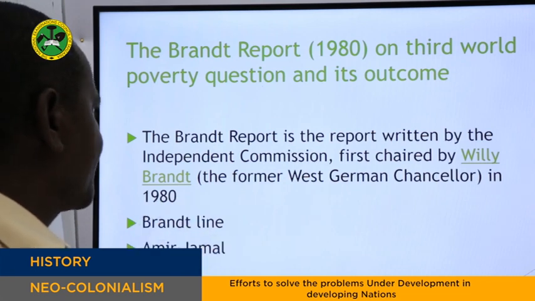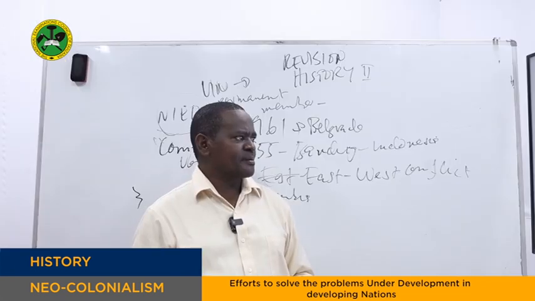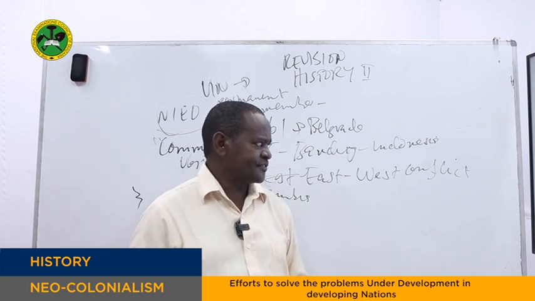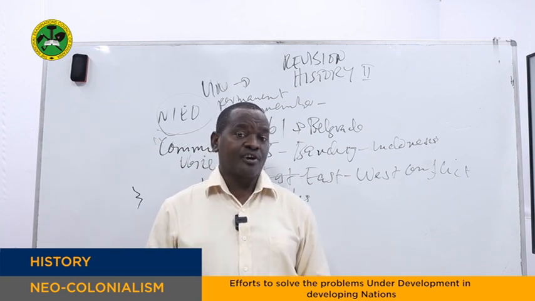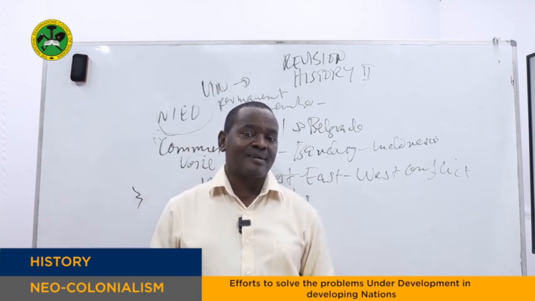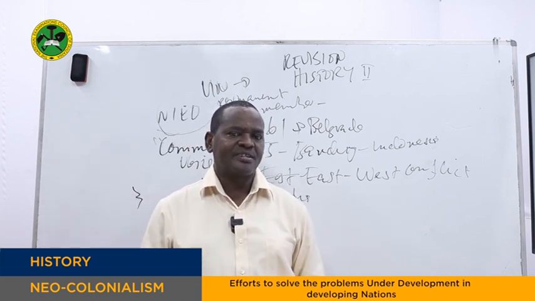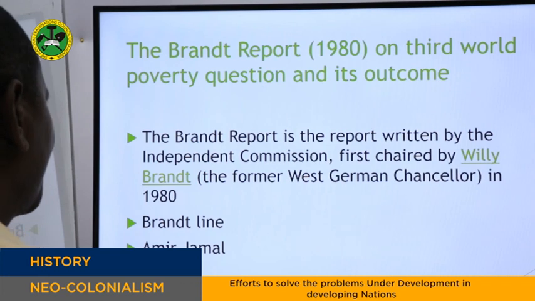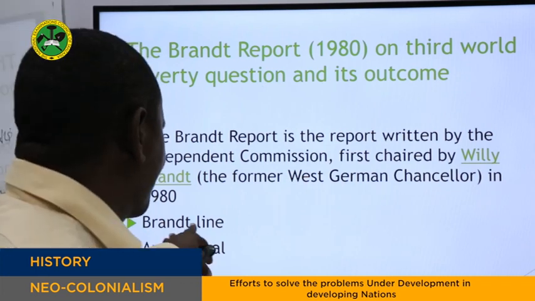So the Brandt report, therefore, is the report written by an independent commission, first chaired by Willy Brandt, the former Chancellor of West Germany, as I've said, and there were so many members. Among them, my dear students, was Amir Jamal, the former finance minister of Tanzania, who was among the important people who made that commission. And the Brandt report came up with what is called the Brandt line.